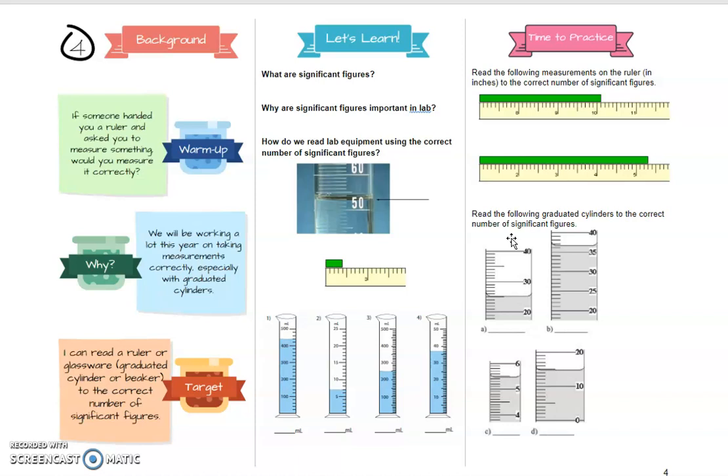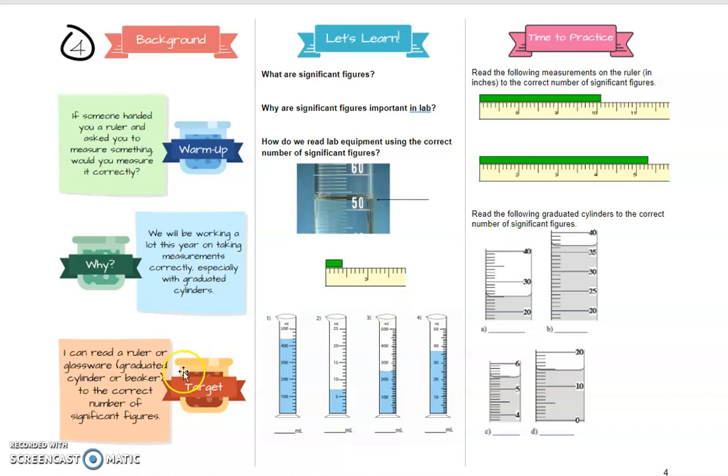Like if you're using a balance or a scale and it tells you on a digital screen exactly what the weight is, that's what you're going to write down. But if it's anything you have to measure on your own, like a ruler or a graduated cylinder or a beaker, we need to make sure that you can do it correctly. Okay? And that's our why for today.